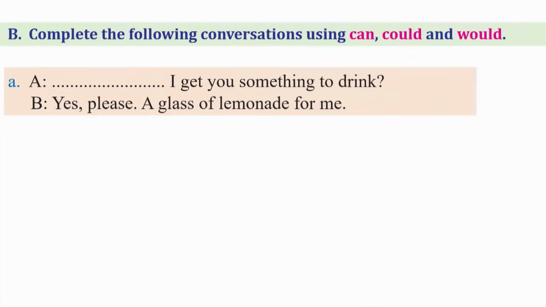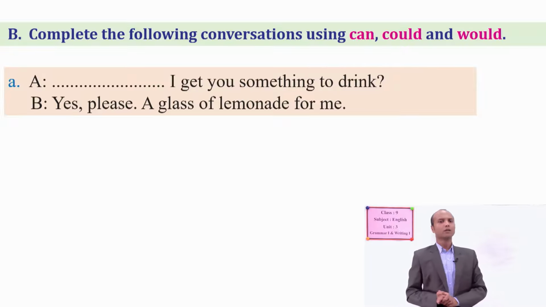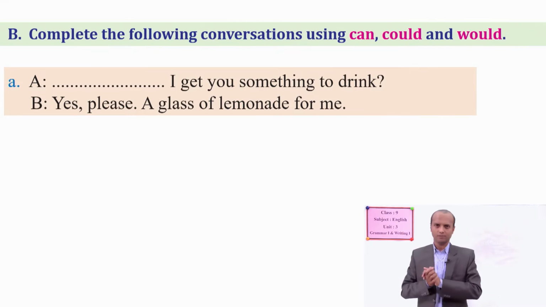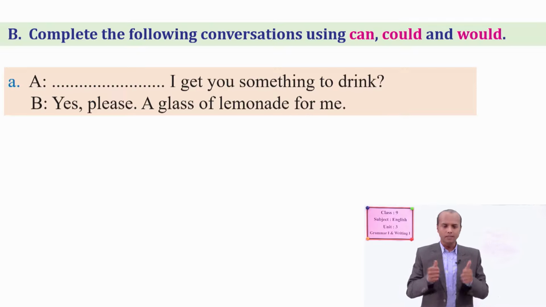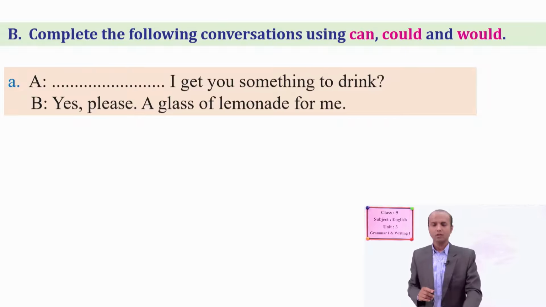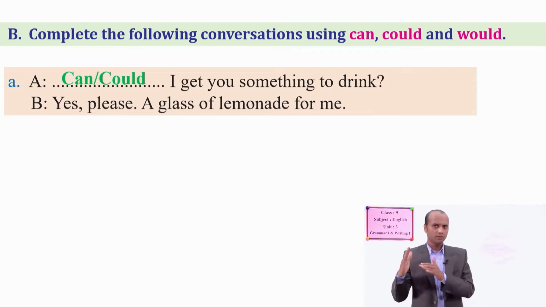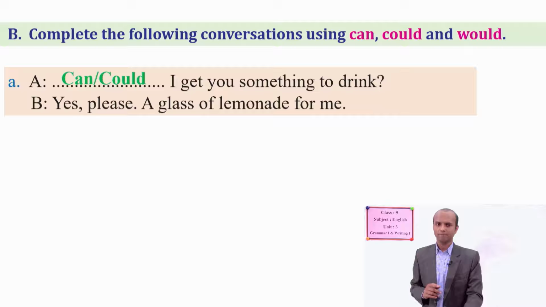Okay, dear students, let's start with A. A says, I get you something to drink? And B replies, yes please, a glass of lemonade for me. So what do you think, which is possible there, can, could, or would? Great, you can use can there. Or even if you are talking to somebody whom you don't know, suppose you are at a restaurant, you might use could as well. So can or could. If you use can, you are informal. If you use could, you are formal.